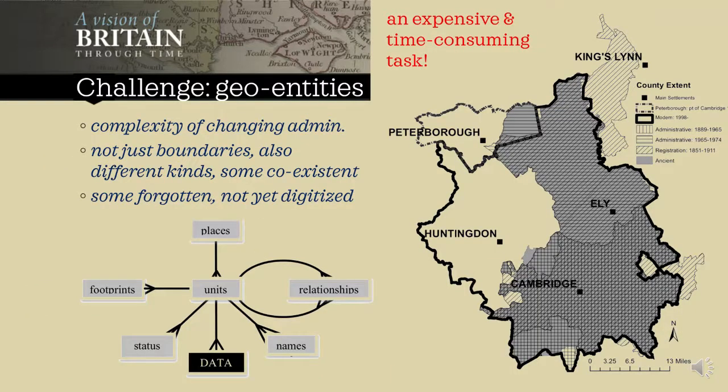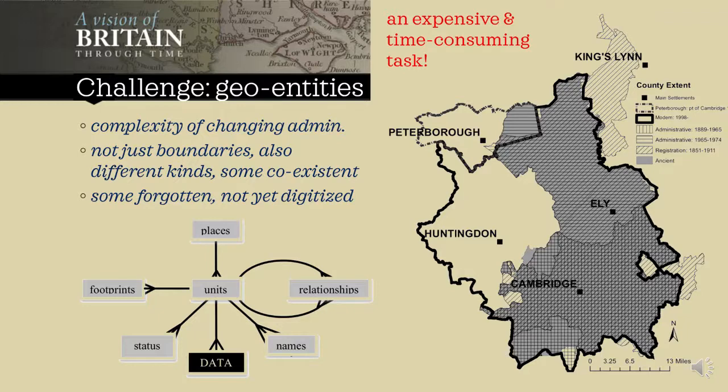A particular challenge is the constantly changing administrative definition of geographical areas. Not only do boundaries change, there are also different types of definitions, some of which exist at the same time. For example, the population for the Cambridgeshire shown here is completely different, depending on whether one looks at the registration definition or the administrative unit.